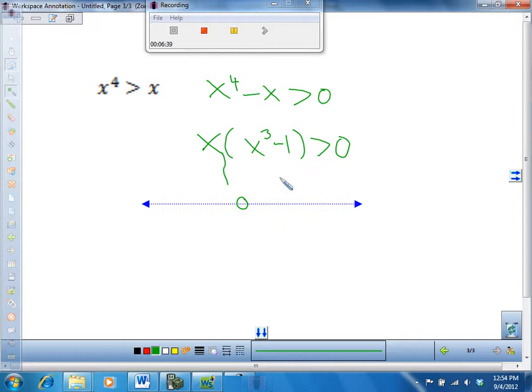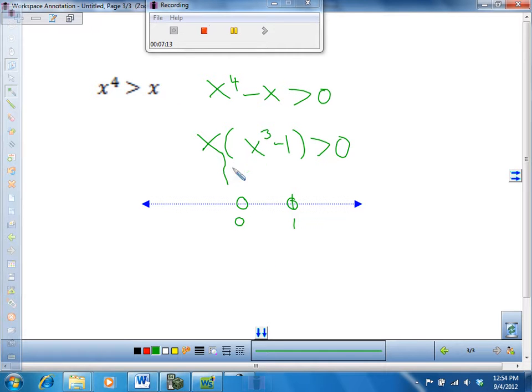Yes, Olivia? Would you not want us to factor out the x cubed? I don't think you need to, okay? Because the only thing you're concerned with is what will make this 0. What's the only thing that'll make that 0? 1, right? Because if I plug in 1 here, I get 1 times 1 times 1, 1 minus 1 is 0. So this is the point 0, and here's the point 1. And both of those are open circles, okay?